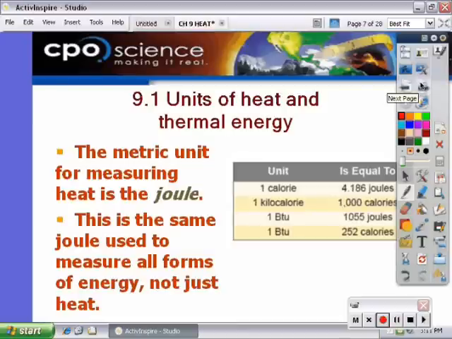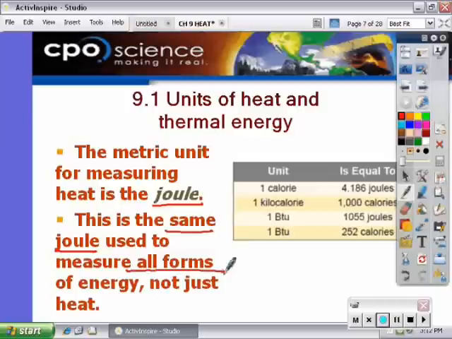Now, measuring heat and thermal energy. And this is a review because we measured joules when we talked about kinetic and potential energy. We use this for heat, but it is also the same joule used for all forms of energy, not just heat. So you'll see joules used. You'll also see calories and BTUs used to measure heat, depending upon what you're referencing. Joule is a typical common one that you're going to see used.